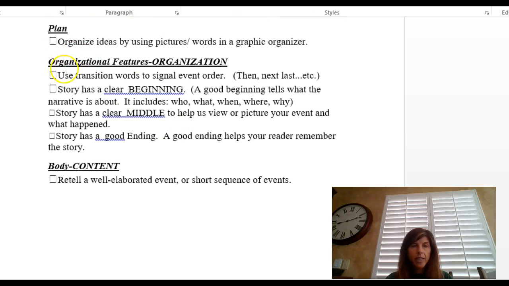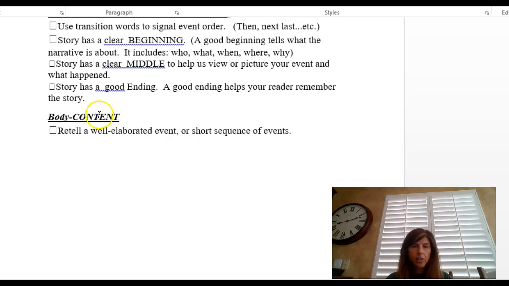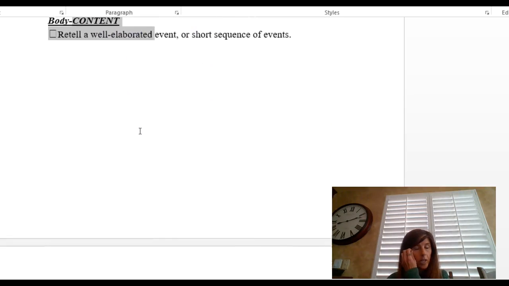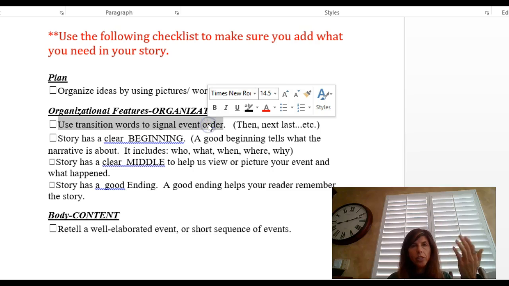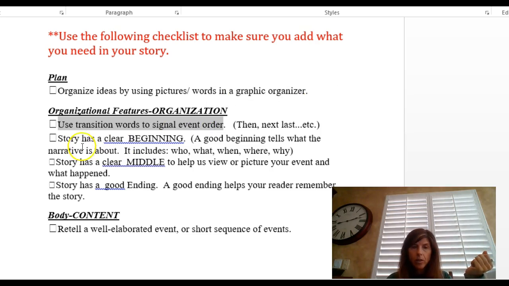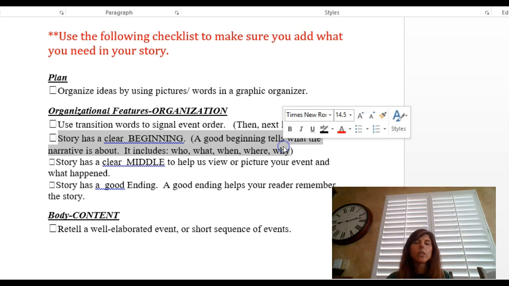So your plan, you have an organization, and you have content. You can read through those. You can use transition words: first, next, then, last, if you like. A story has a clear beginning. A good beginning tells what the narrative is about, and includes who, what, when, where, and why. So you can continue it by explaining what their next adventure is going to be or continuing their story.